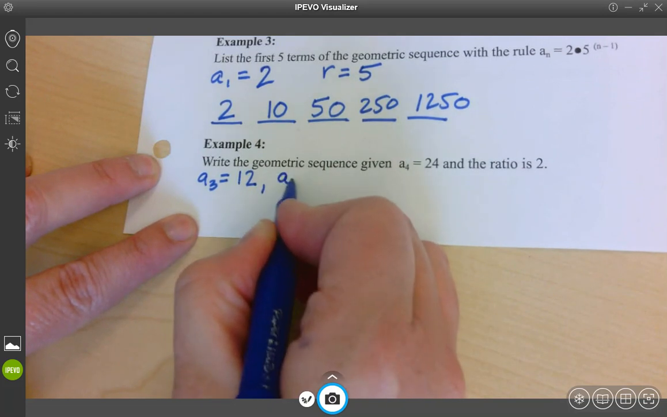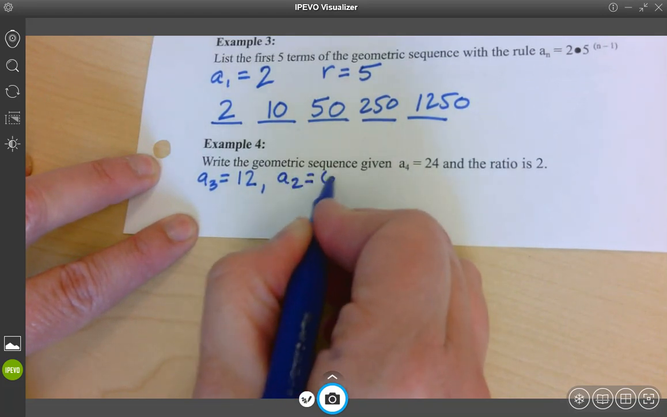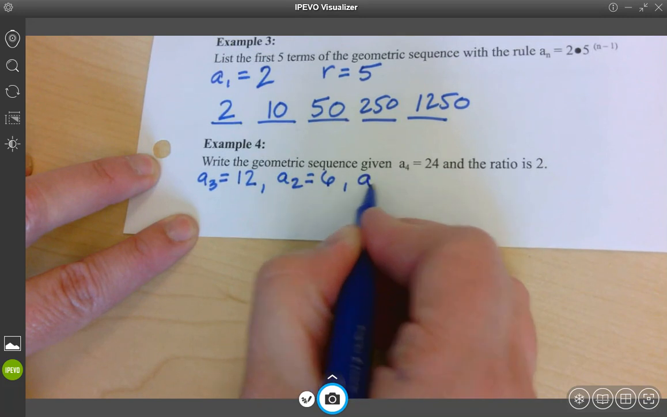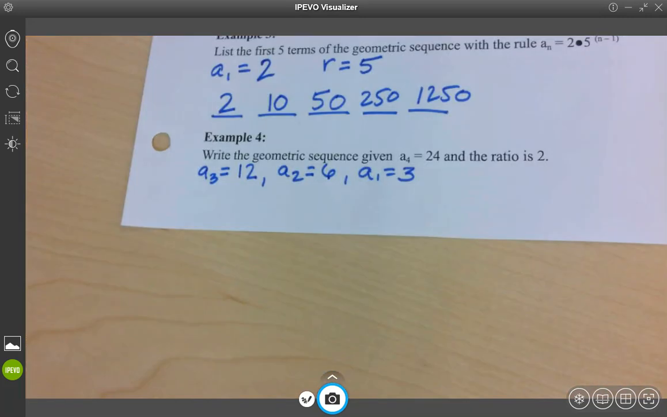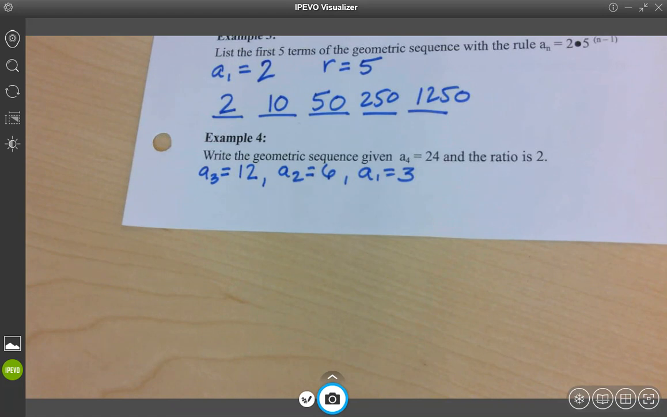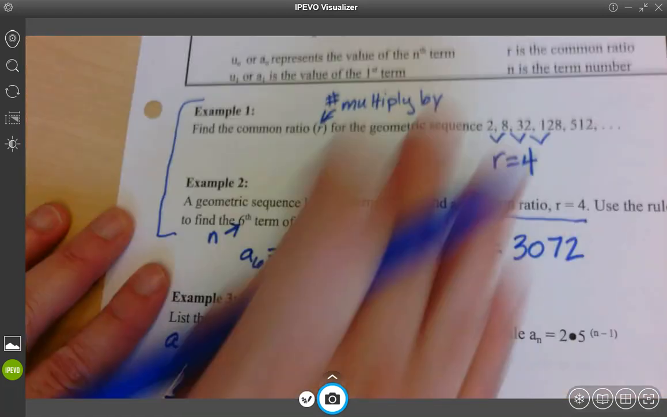And then we can divide by 2 again to get 6. And divide by 2 again to get that a sub 1 is 3. That was tricky, right? So now we know the first term, we should be able to write the rule. I'm going to use the same formula up here.